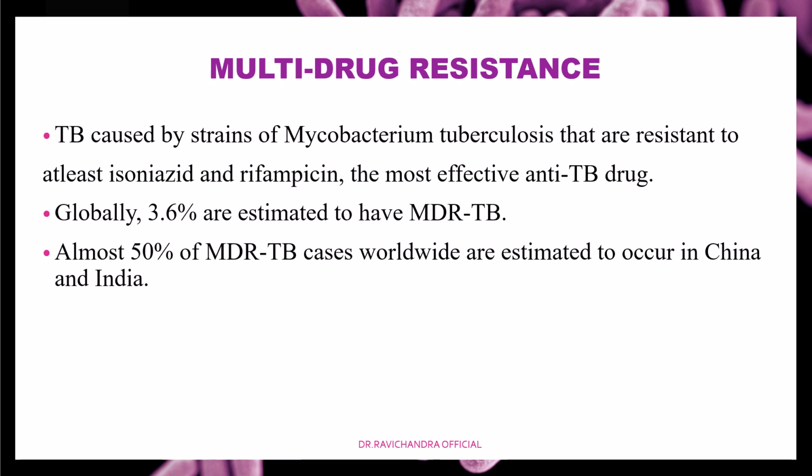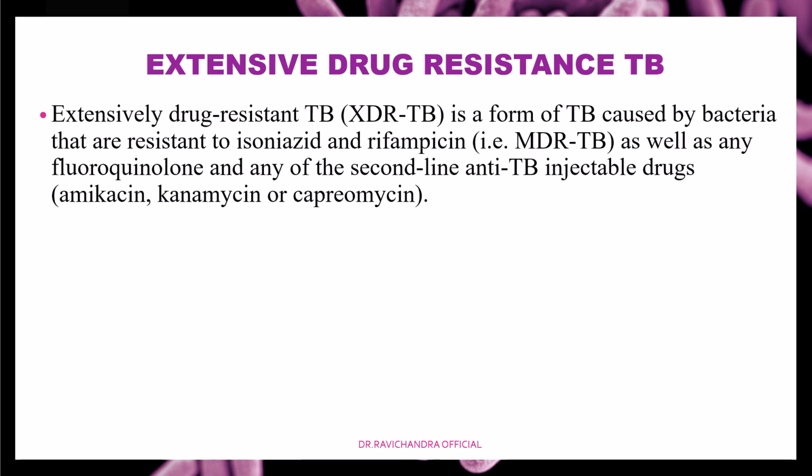Multi-drug resistance. TB caused by strains of Mycobacterium tuberculosis that are resistant to at least isoniazid and rifampicin, which are the most effective anti-tubercular drugs. Globally, around 3.6% are estimated to have multi-drug resistant tuberculosis. Almost 50% of these cases worldwide are estimated to occur in China and India. And there is one more term called extensively drug resistant tuberculosis, where the tuberculosis is caused by bacteria that are resistant not only to isoniazid and rifampicin but also to fluoroquinolones and any second line anti-tuberculous injectable drugs like amikacin, kanamycin, or capreomycin.